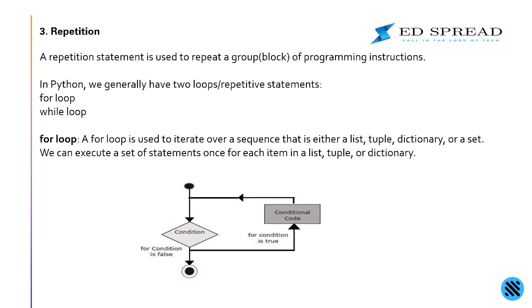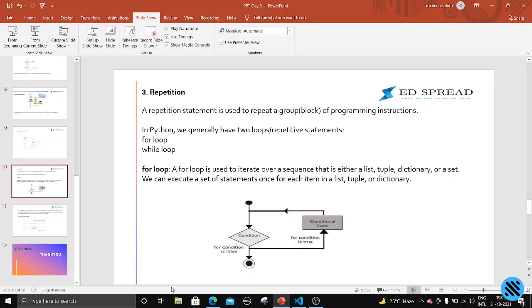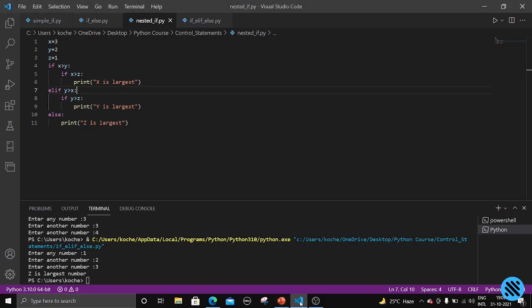If the condition is satisfied, it goes around here and runs the code, and it comes back to the condition. It checks again. If the condition is satisfied once again, it will execute the code again, or else it will just stop the execution. So let us see what is a for loop.